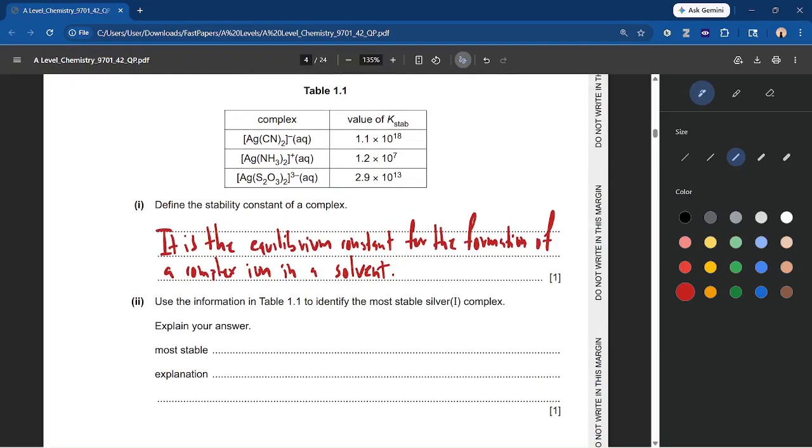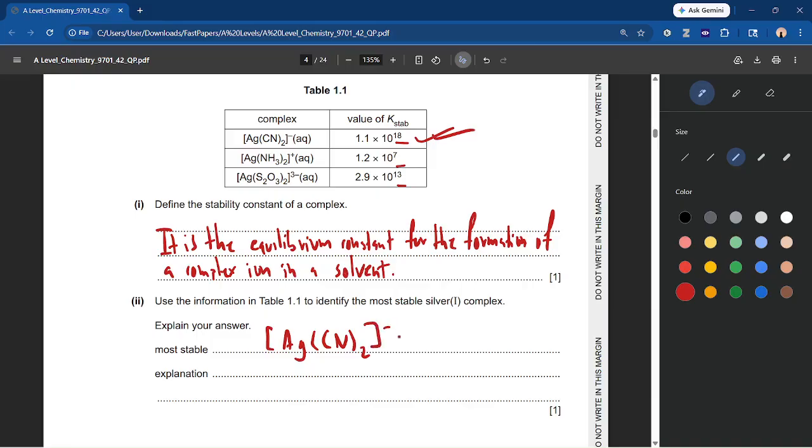Use the information in table 1.1 to identify the most stable silver 1 complex. So, very simple, we're just looking for the largest value of the stability constant. If you take a look at that, obviously there's one that is a clear answer. You've got 13, 7, and 18. So, this is obviously the largest. So, the most stable is going to be silver cyanide, Ag(CN)2 minus aqueous, and it has the largest stability constant.